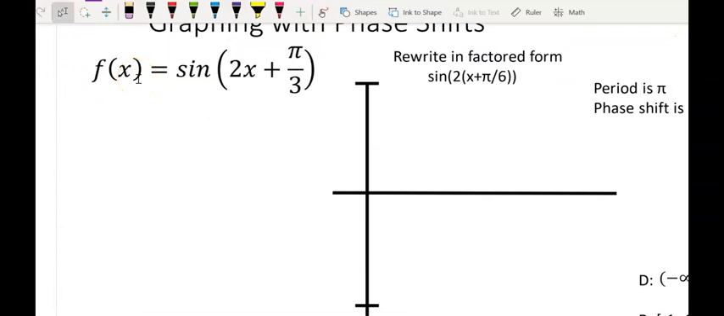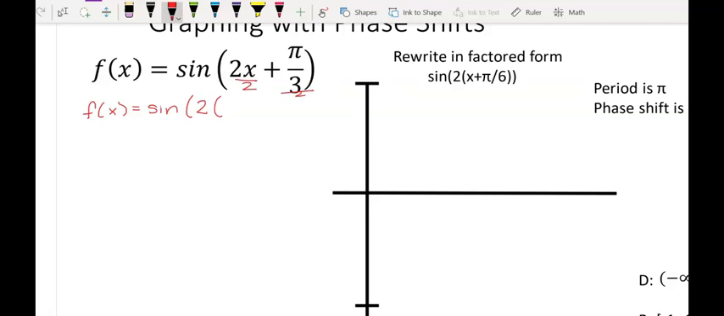I'm going to go ahead and skip to this one because I like this one. It has a period change and a phase shift. So I've got a couple different things going on in here. So the first thing that I'm going to do is I need to rewrite this. Because if you notice right here, this 2, it's attached to the x. I can't have it attached to the x, so I need to factor that out. So first I've got f of x, and this equals sine, and what I'm pulling out is 2. So I'm going to divide this by 2. I'm also going to divide this by 2.